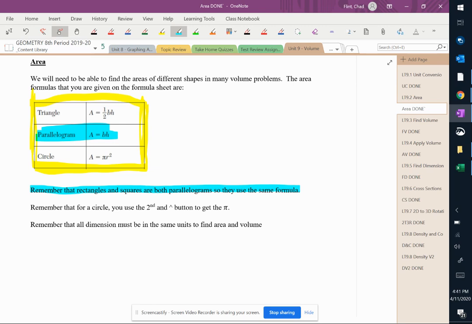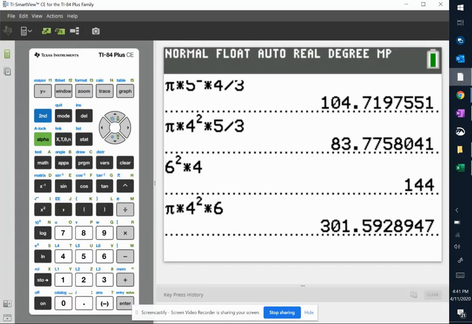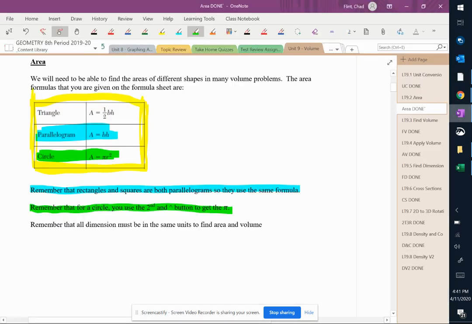We haven't really done a lot with circles yet, but that's the circle area formula right there. And you have to use the pi button in the calculator. So if you look at the calculator here and you hit the second button and the pi or the caret button, that's going to give you a pi. And you want to make sure that you're using that whenever you're doing anything involving a circle and you need a pi. We'll be using that a whole bunch this unit. And then make sure that you round correctly.